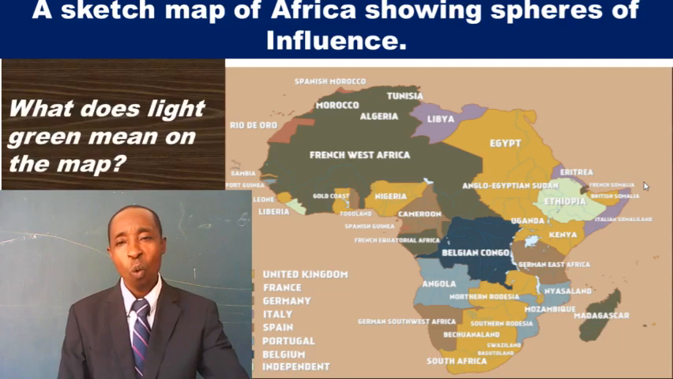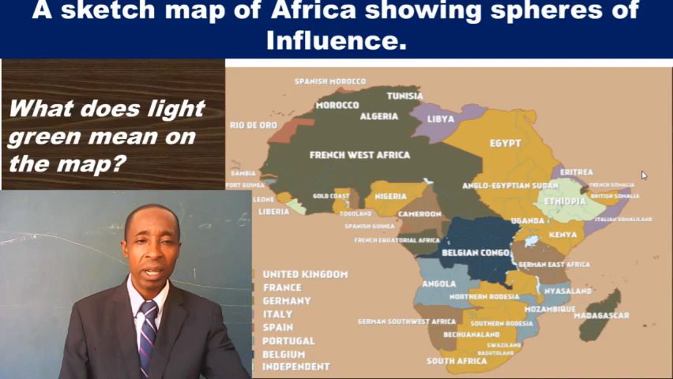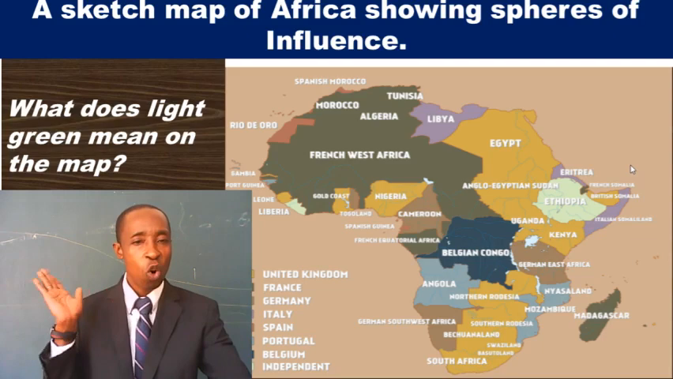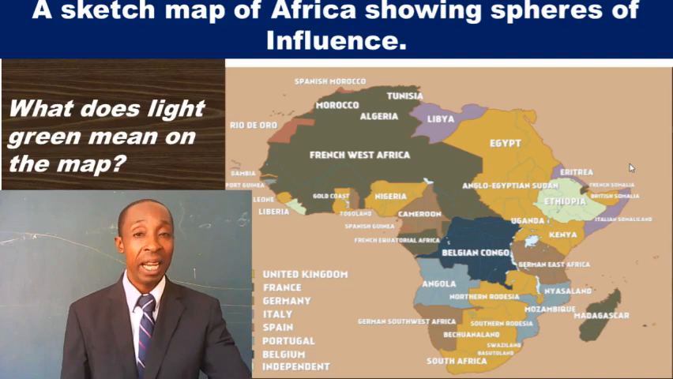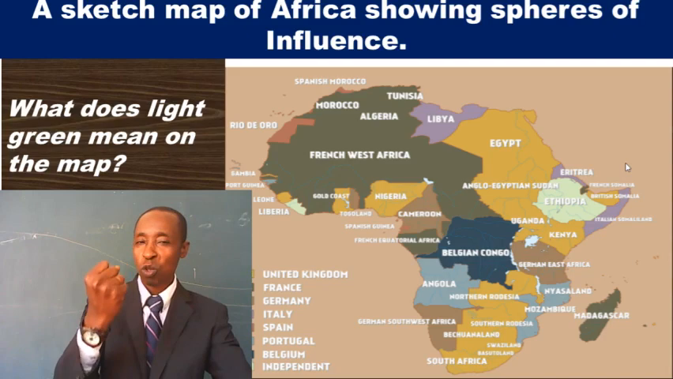Light green, if you can recall, means countries of Africa that were never colonized. Those countries never tasted the rule of the white man. They remained independent. So we are proud of those countries. They make us so proud. How I wish all of us refused to accept this rule. How I wish we fought so hard and the white man never ruled us. Maybe it would have been so good.